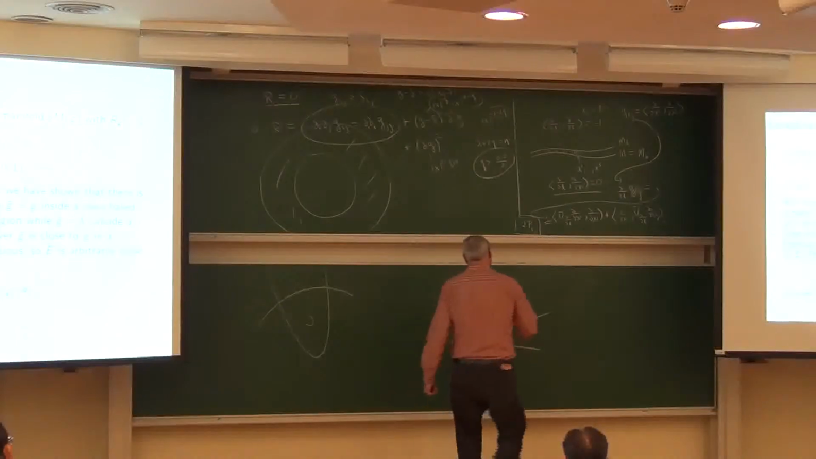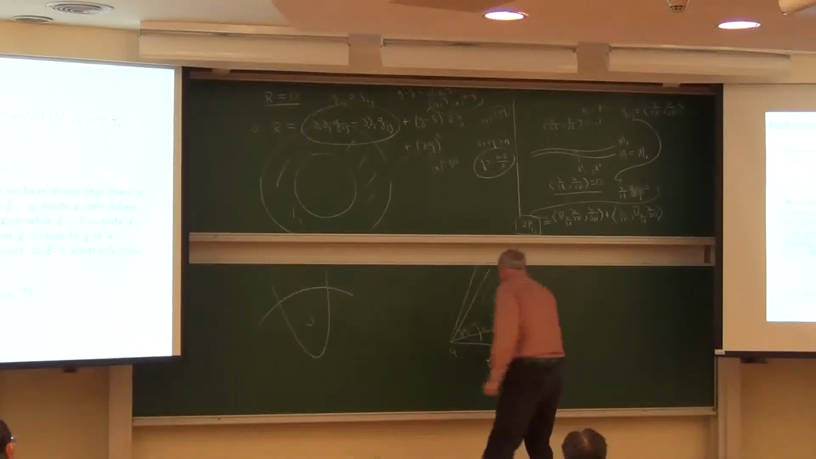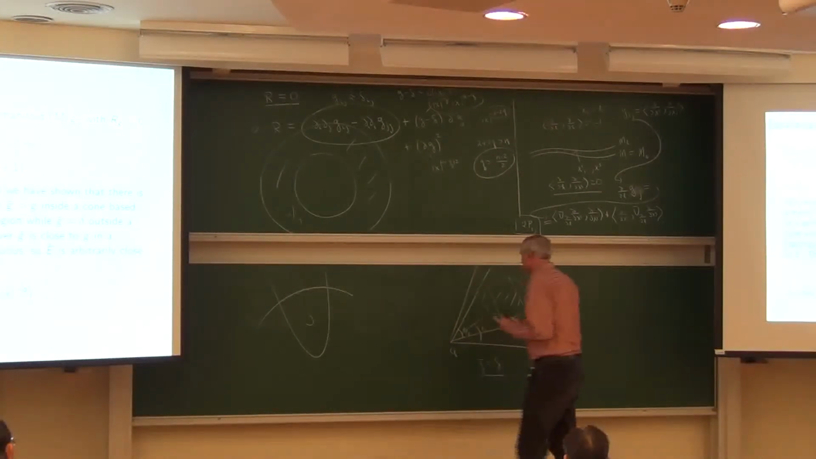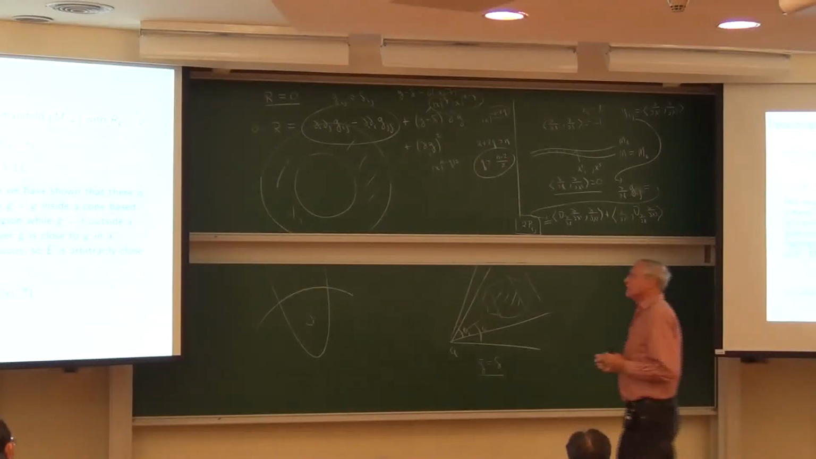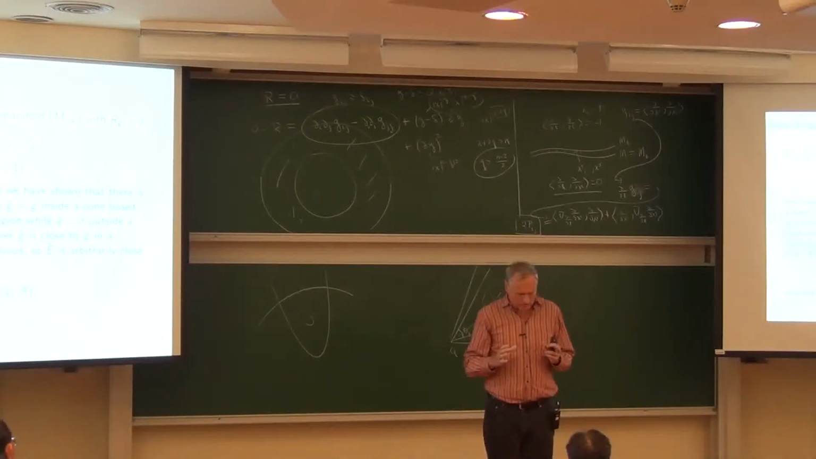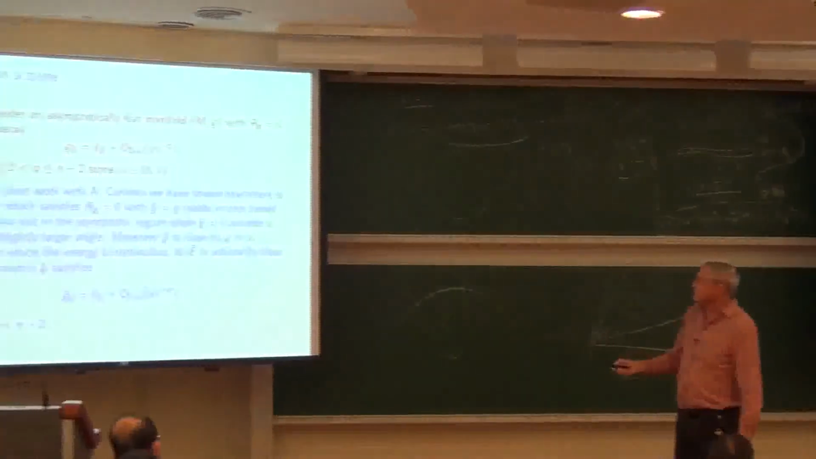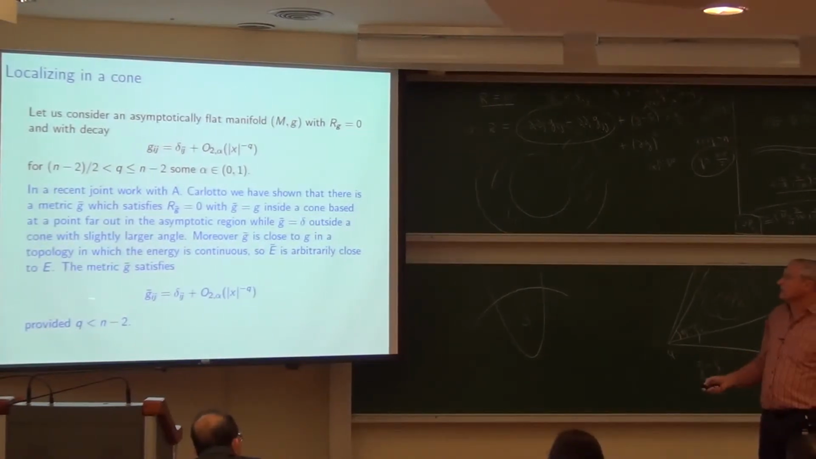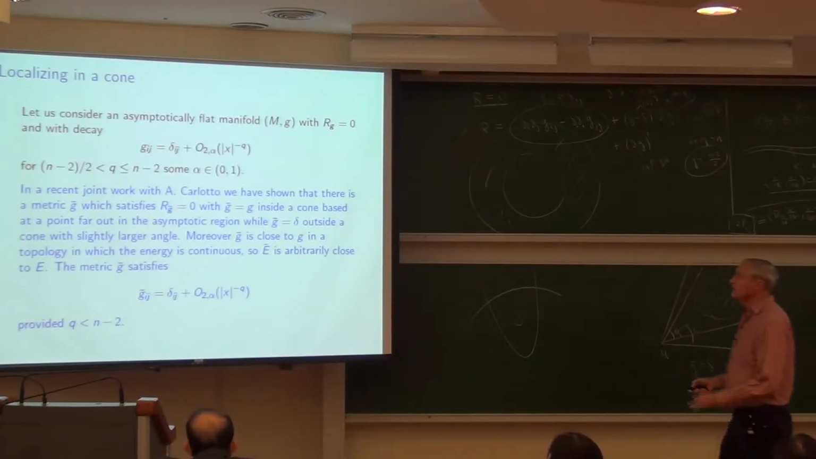And then what we can do is we can construct a new solution which is identical with the one we started with here, and which transitions in this conical region to the Euclidean metric. So out here our solution G bar is identically Euclidean. So it's a kind of localization in a cone of these solutions. The only catch is that it doesn't work at the optimal decay, that is n minus 2 over 2. So in order to do that, you have to weaken the decay a little bit in the transition region. So you need Q strictly less than n minus 2.